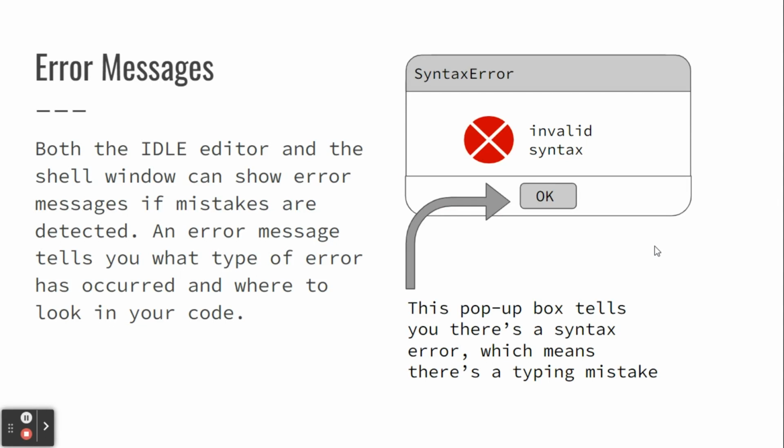Both the IDLE editor and the shell window can show error messages if mistakes are detected. An error message can tell you what type of error has occurred and where to look in your code. A pop-up box will usually appear to warn you that there's an error. You can click OK to return to your program. There will be a red highlight on or near the error in the editor, and Python usually displays error messages in red text in the shell window. The program stops working when an error message appears. The message can tell you which line of code caused the error to happen.